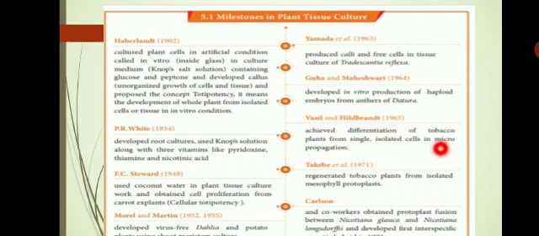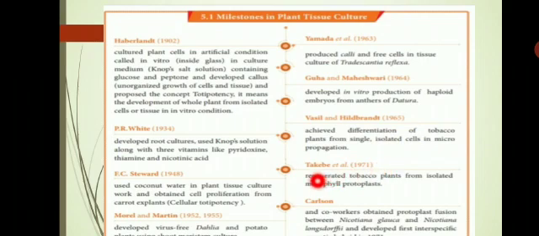What is micropropagation? It is a process in which a micro-level cell or tissue is propagated in laboratory conditions, with the capacity to produce several thousands of plants in a particular time. That is called micropropagation. This was proposed by Vasil and Hildebrandt in the year 1965.